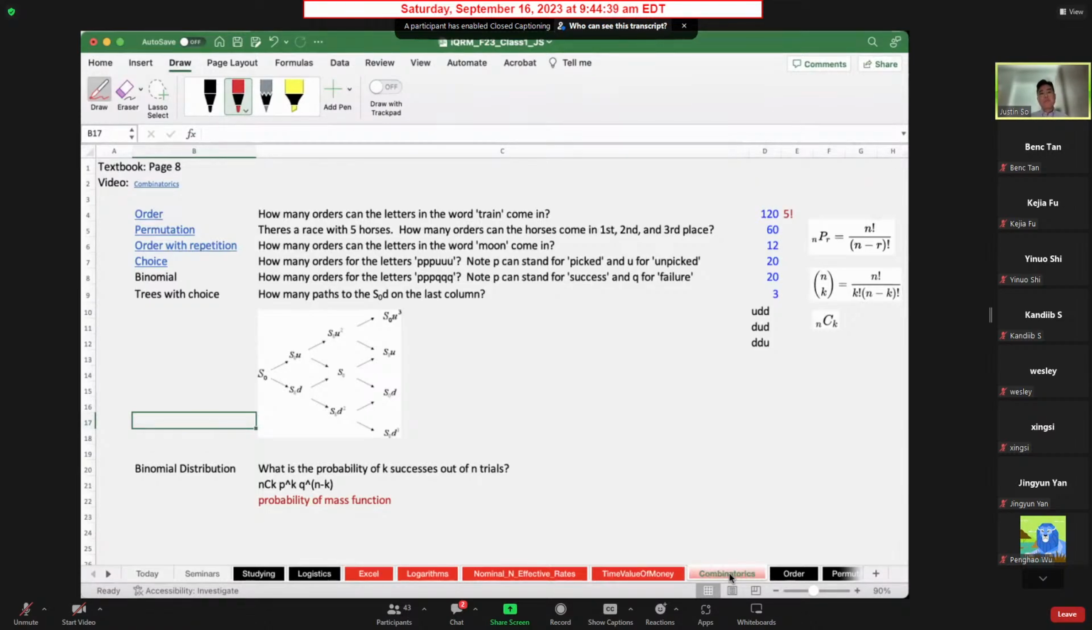Now, the combinatorics. Combinatorics sounds complicated, but it has a practical use in finance. So let's see some examples first to understand how combinatorics works. The word train has 5 letters, and they're all different. How many orders can we make? If you rearrange these letters, how many words can we make by rearranging these 5 letters?